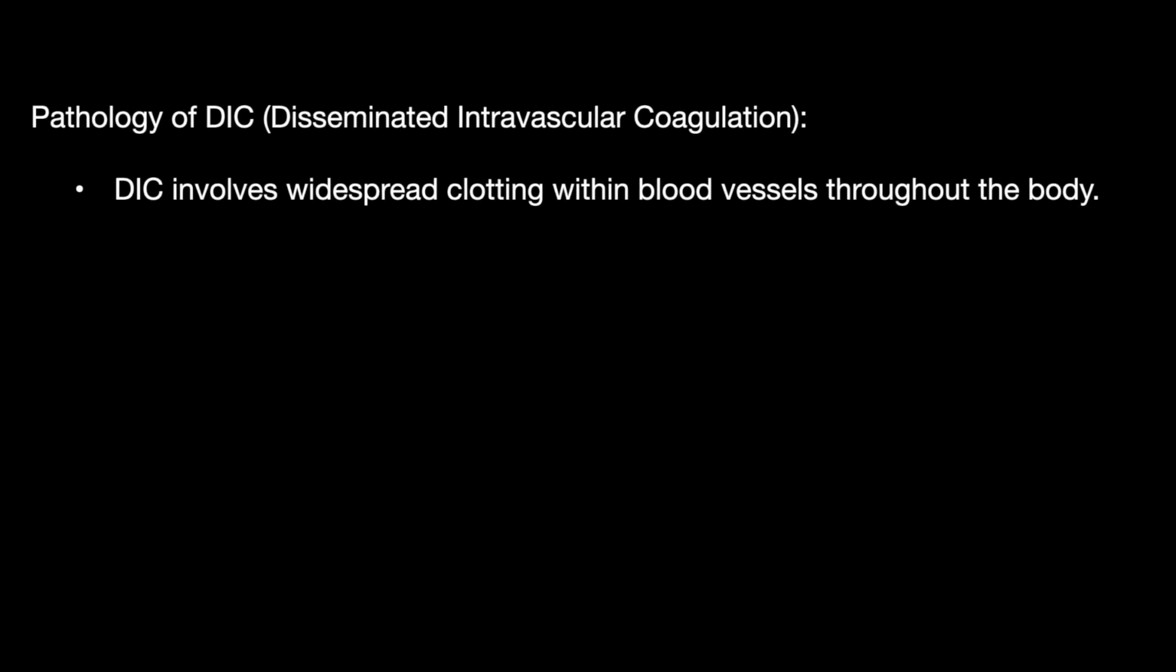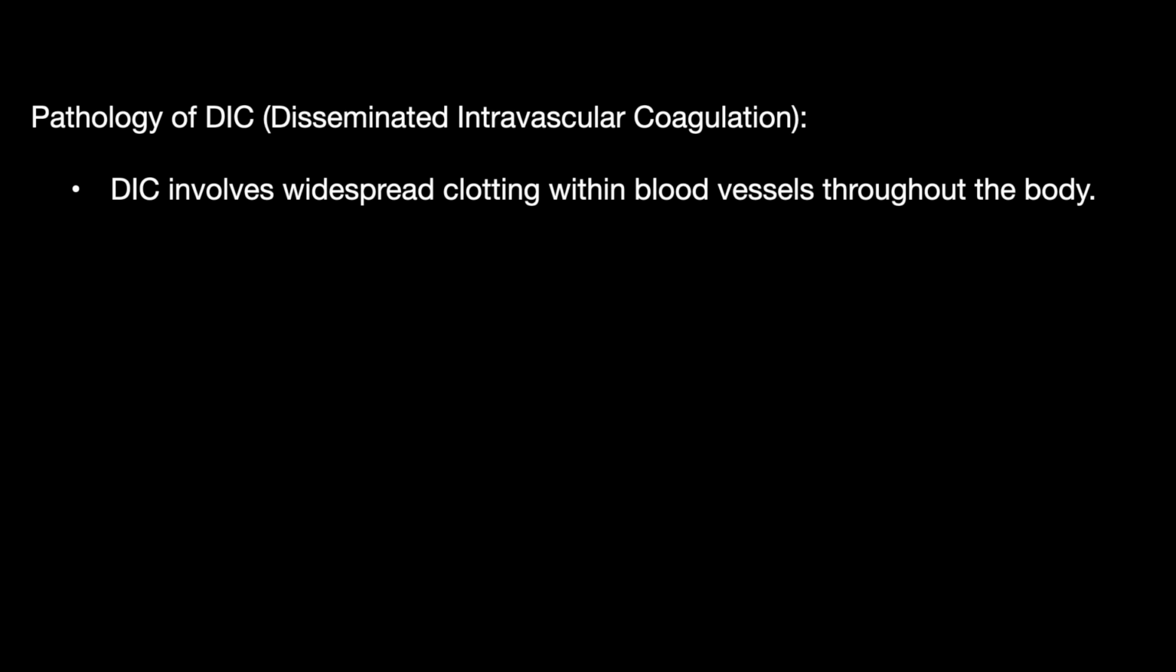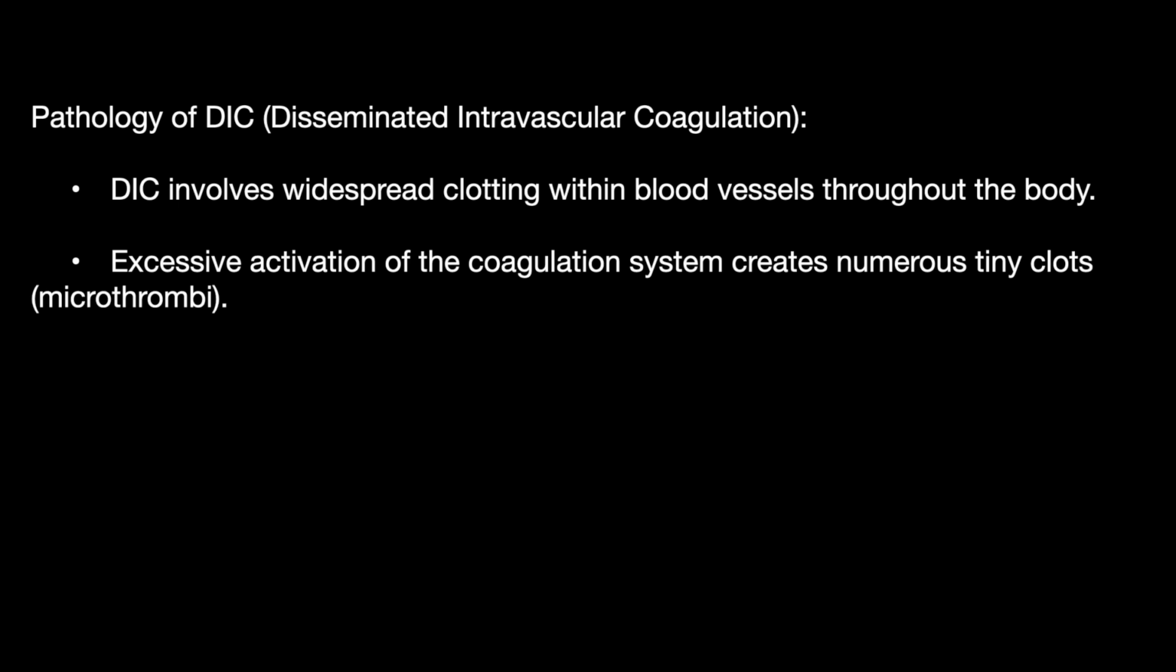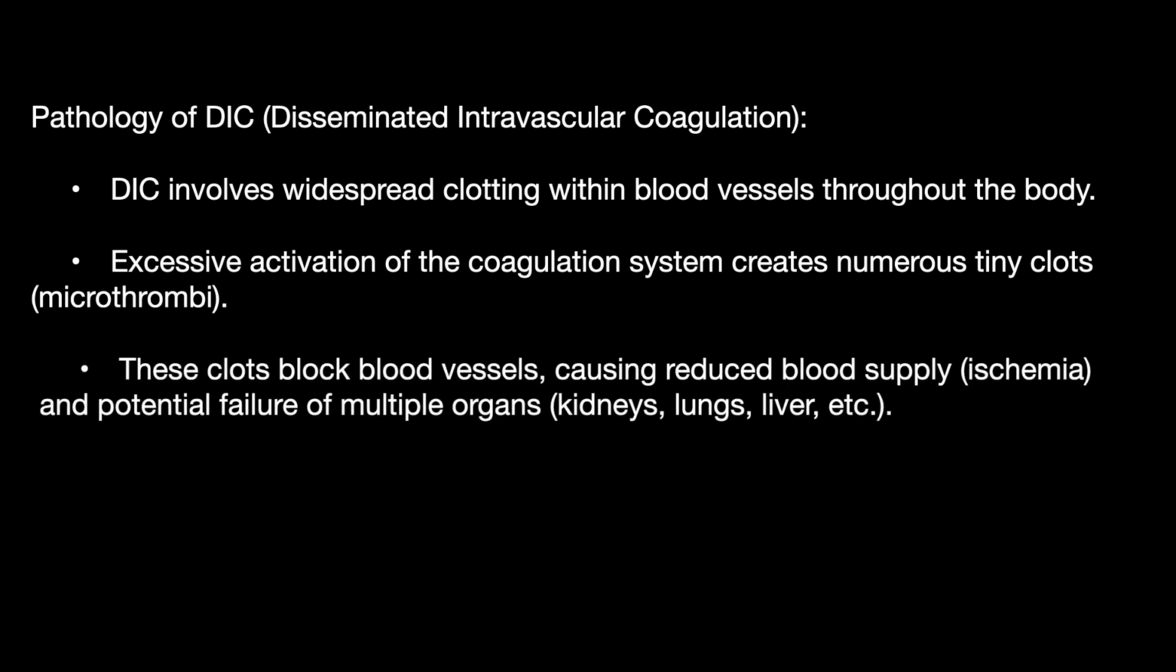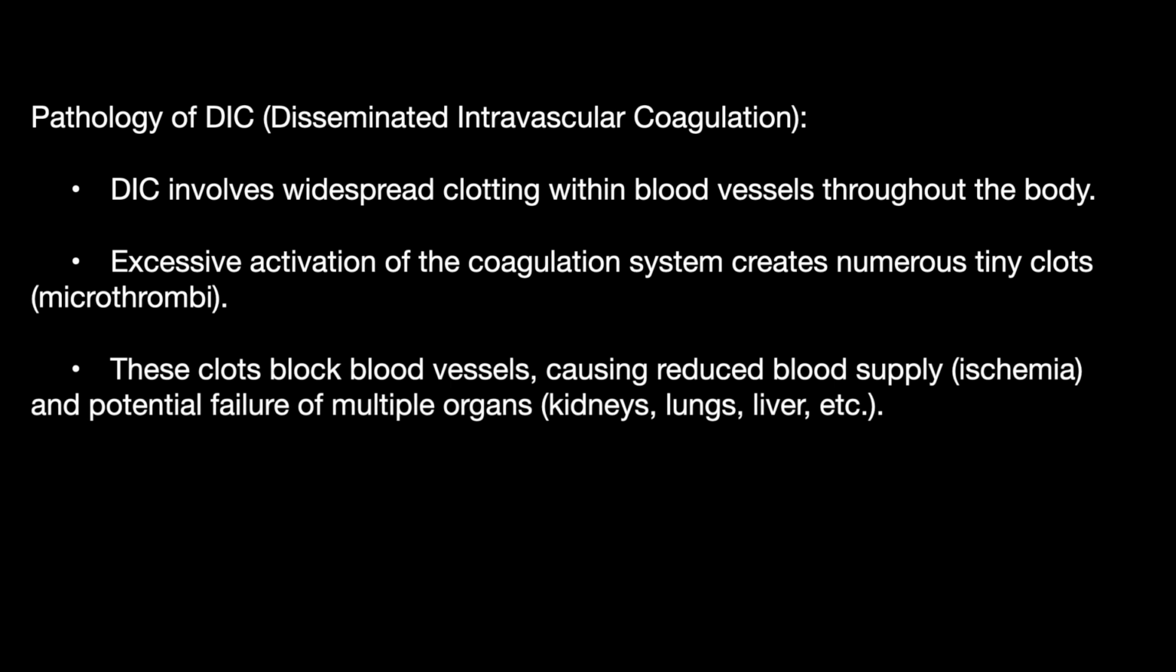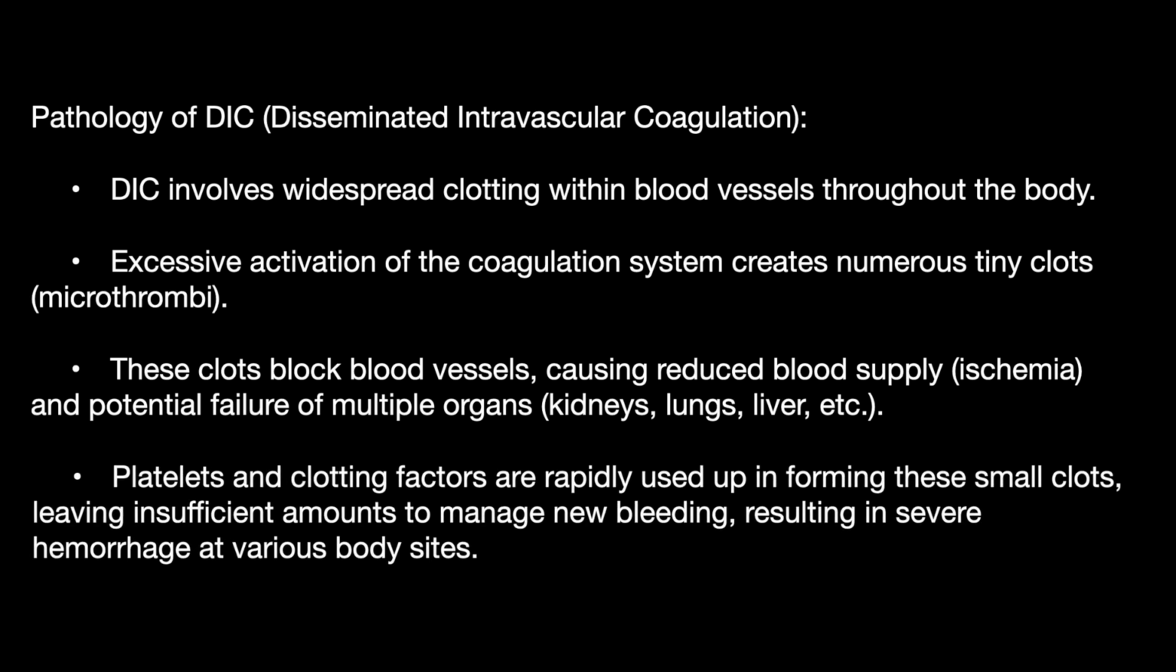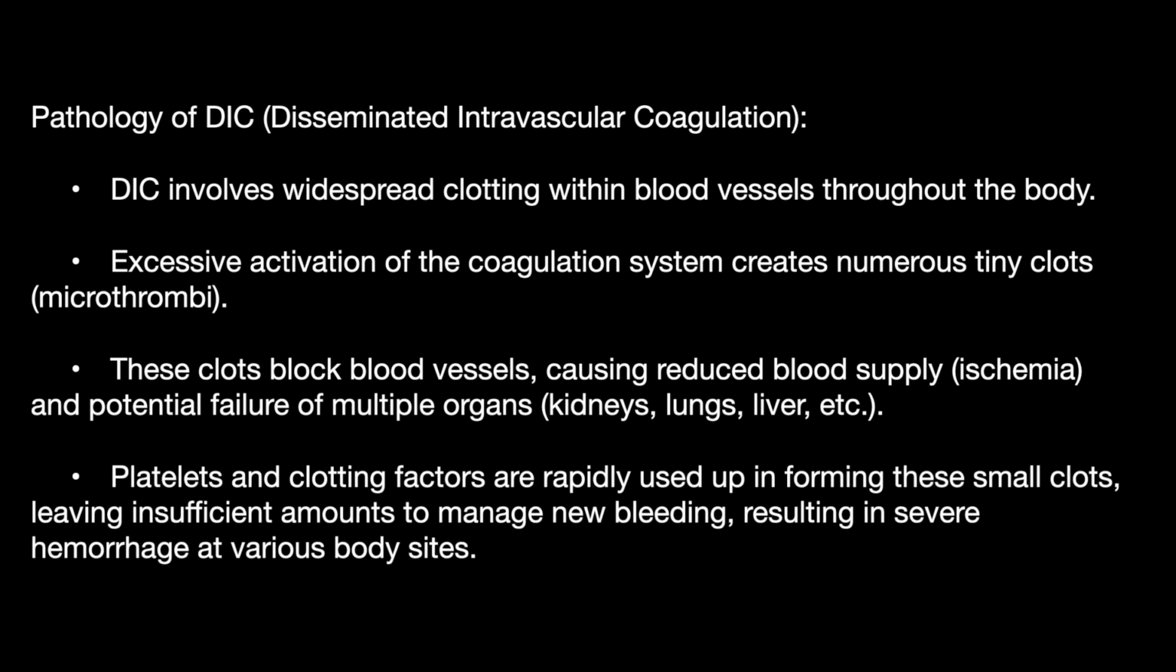What is the pathophysiology? DIC involves widespread clotting within the blood vessels throughout the body. Now, excessive activation of the coagulation system creates numerous tiny clots, that is microthrombi. These clots block the blood vessels, causing reduced blood supply, ischemia, and potential organ failures. The platelets and the clotting factors are rapidly used up in forming these small clots, leaving insufficient amounts to manage new bleedings, resulting in severe hemorrhages at various other body sites.